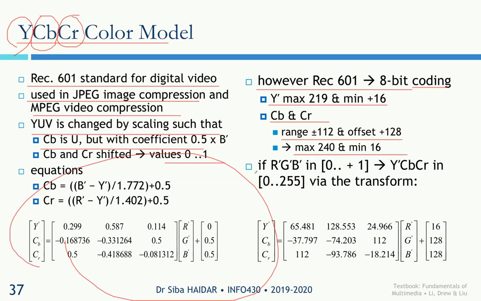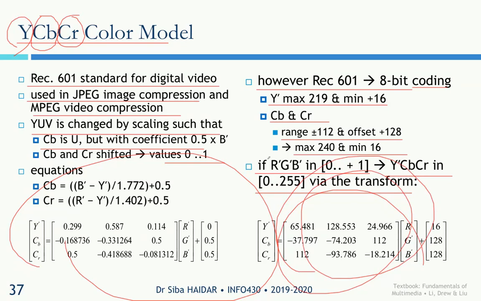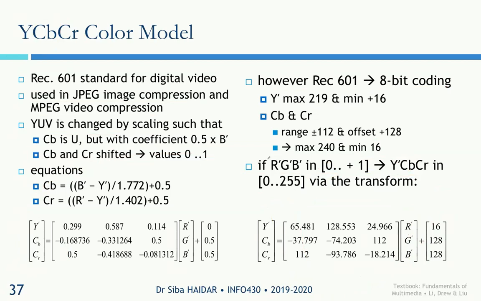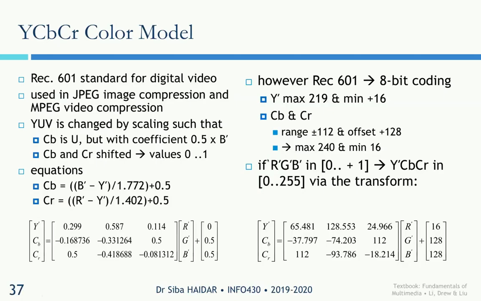And whenever R, G and B prime are in the range of 0 to 1, Y prime CbCr will be in the range of 0 to 255 through this transformation matrix. So we use this transformation matrix again. Again, everything is already present in the image toolbox inside MATLAB. You can find it also in the image toolbox inside Python, but it is not hard to understand that this is not magic. This is only a linear transformation. And this is the end of the chapter, but we are not finished.